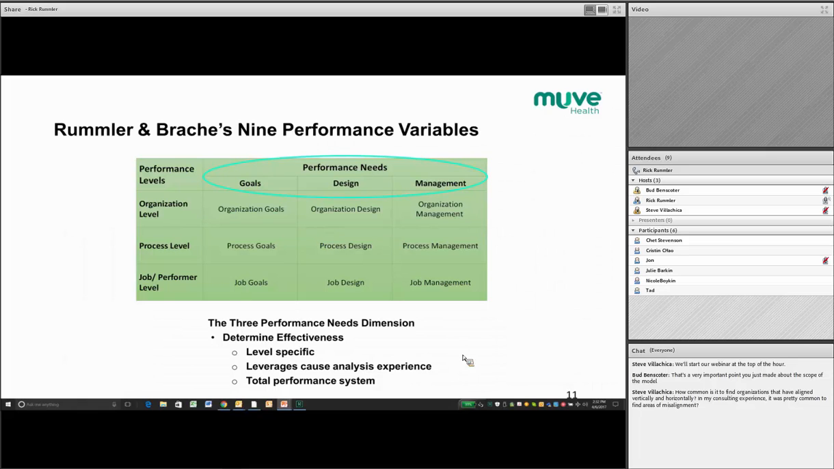And here it's really looking at, are we effective? So do the goals lay out what is effective, and do we have a design that allows us to be effective, and are we managing to ensure that we are effective? And that happens at each level.